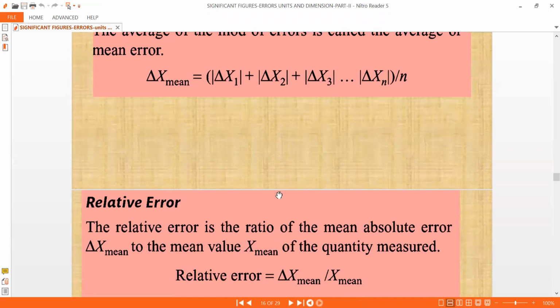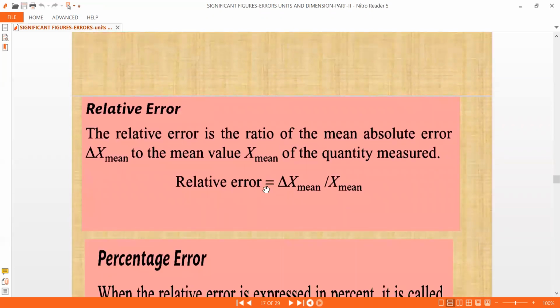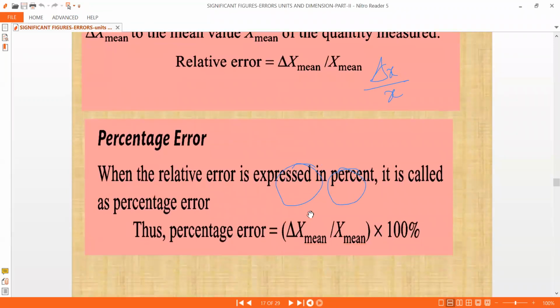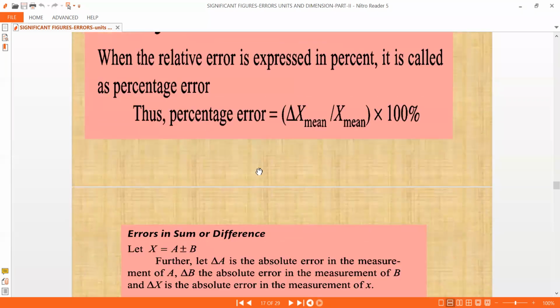Now the next one, relative error, most important. So what is a relative error? Relative error is something like this: delta x mean divided by x mean. So delta x by x is called a relative error. And the next one is called the percentage error. Percentage error is given by delta x mean divided by x mean multiplied by 100%. That is called percentage error. Right.